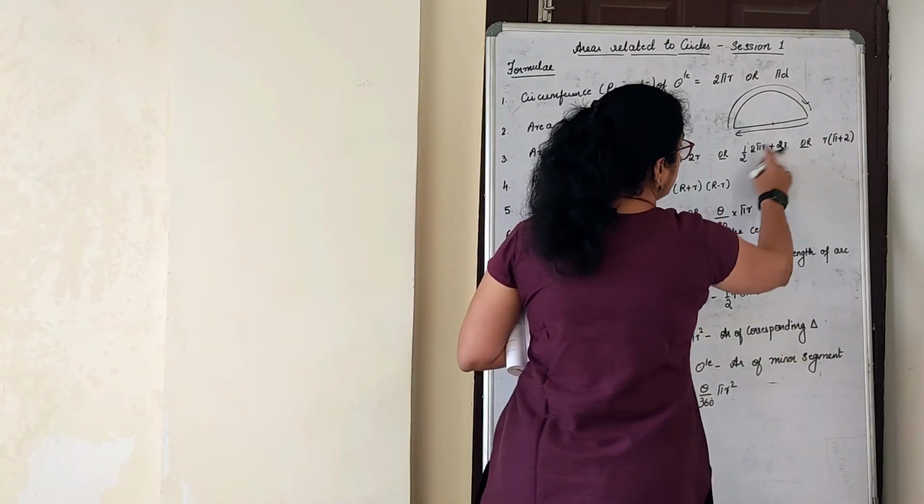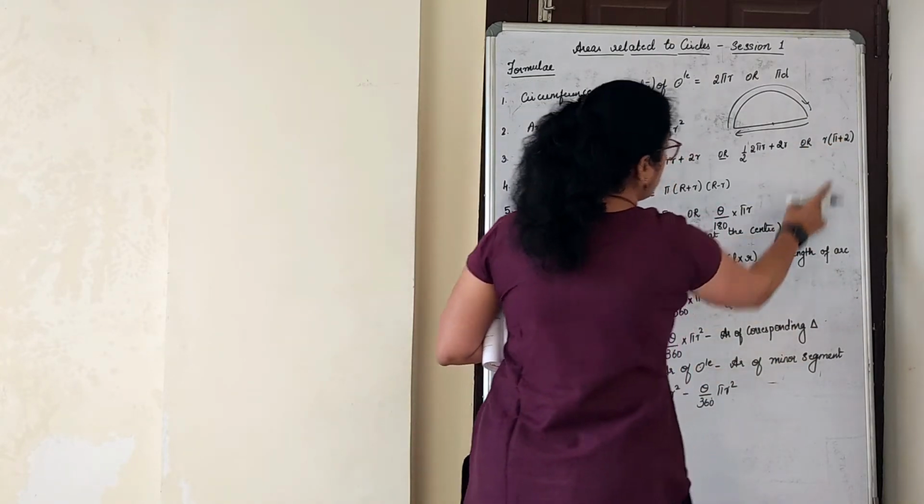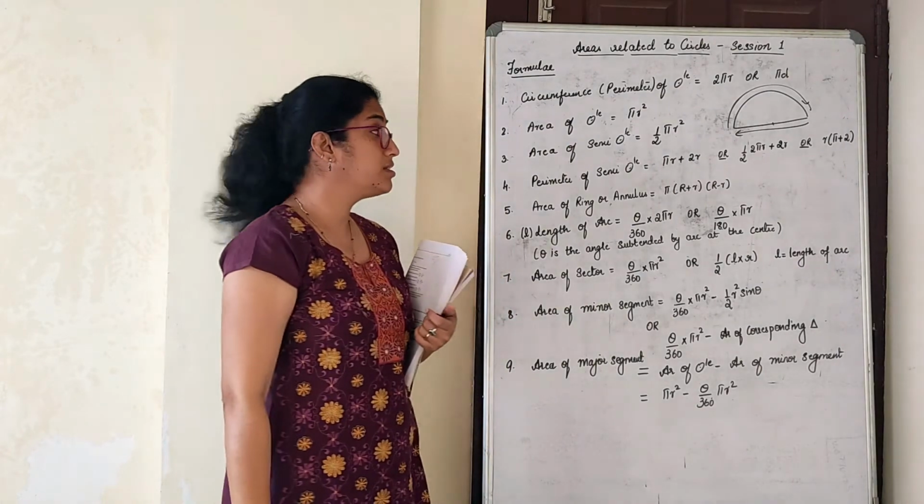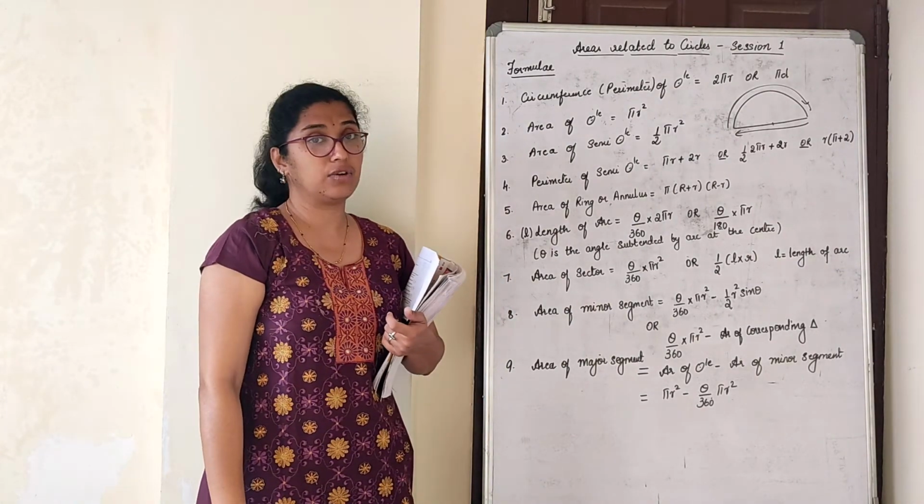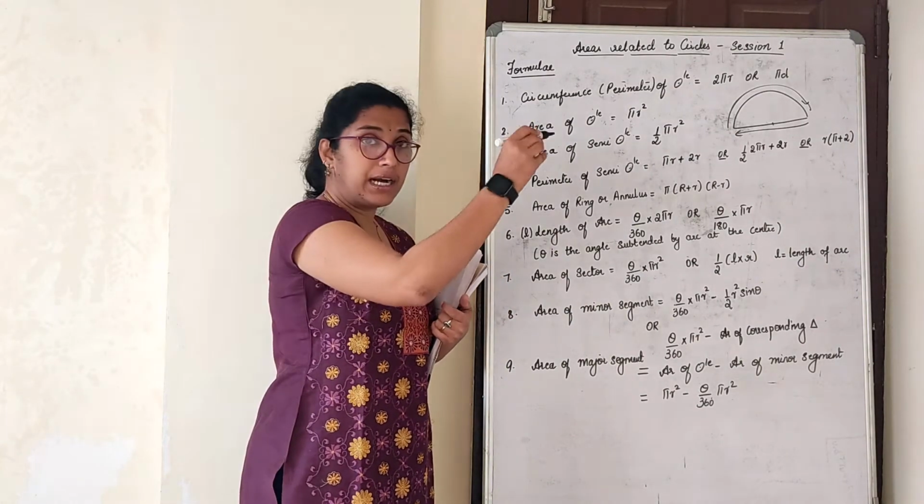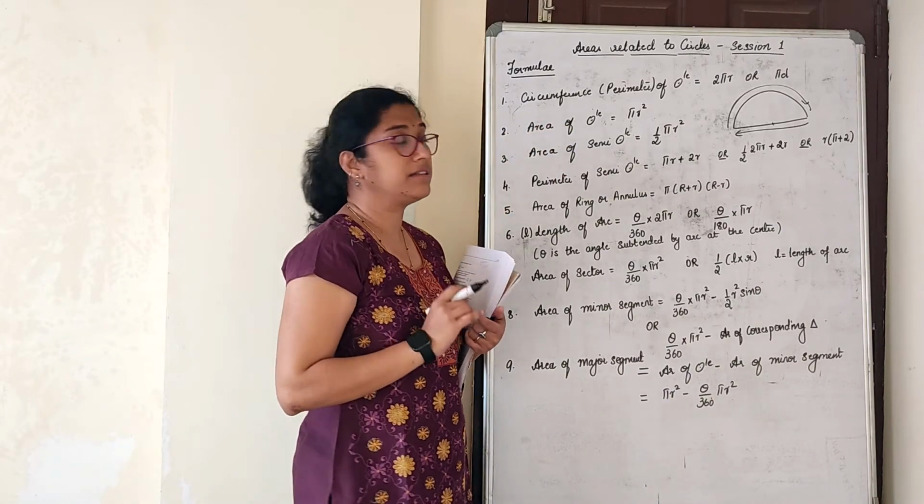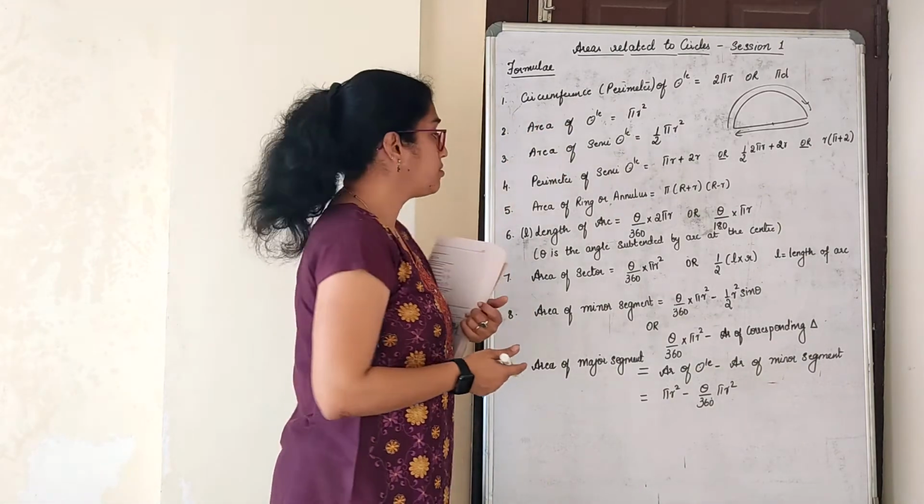Take r common, 2 and 2 will get cancelled, take r common, pi plus 2. This is the formula to find the perimeter of a semicircle, the arc part as well as the diameter part. In terms of radius we always talk.